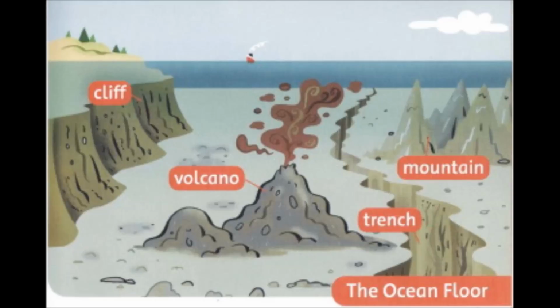Do you know there are cliffs, mountains, and volcanoes in the ocean? There are long, deep canyons, too. They are called trenches. They are in the ocean floor. The deep ocean is cold and dark. We can't swim there. We can't see the ocean floor.